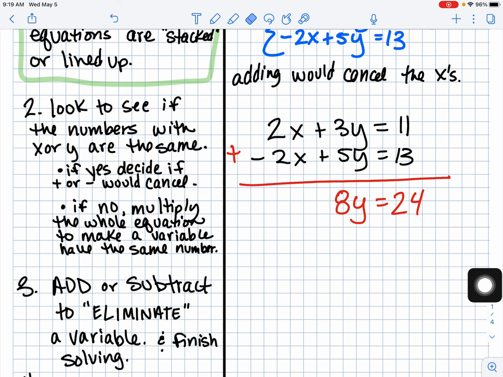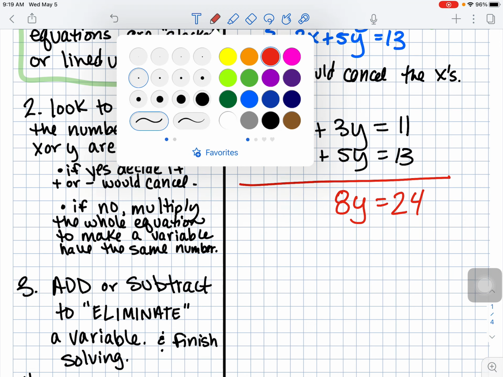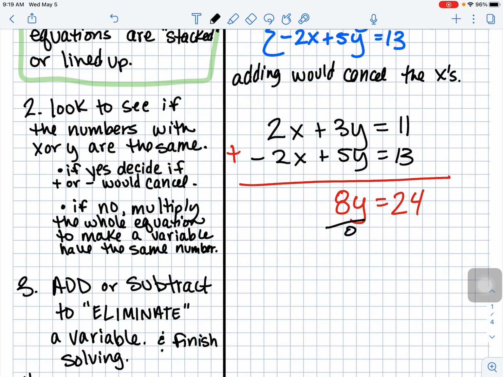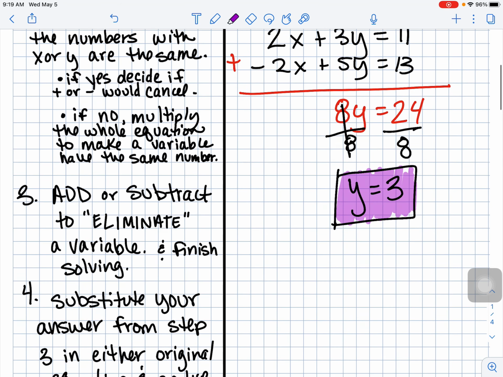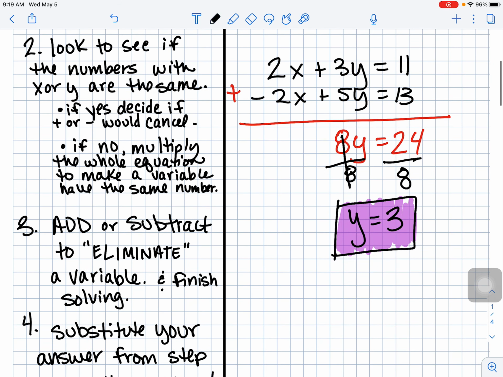How do we get y by itself? We're going to divide both sides by 8, and that's going to give me 1y equals 3. So I have one of my variables solved for. I know that y equals 3. And maybe I want to mark that we canceled these x's out by using addition.